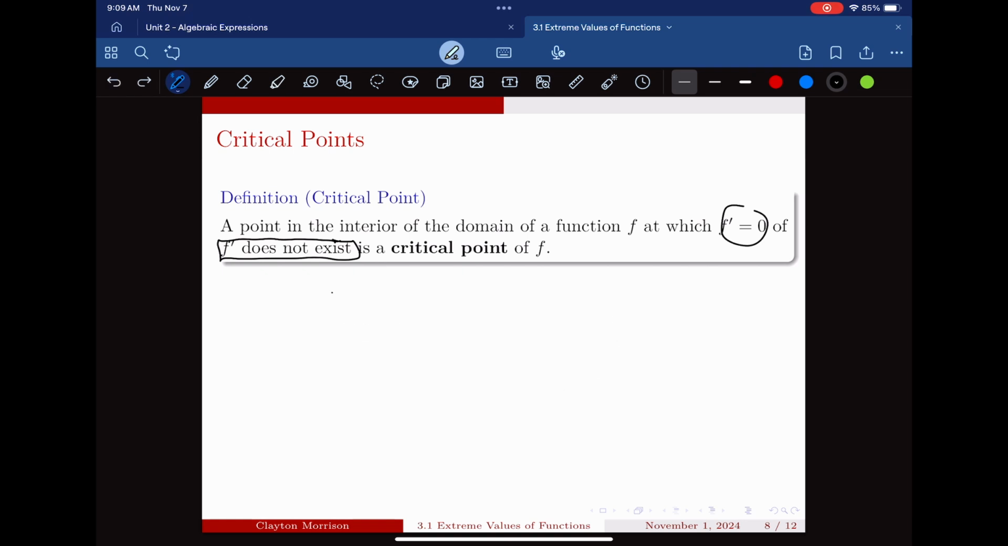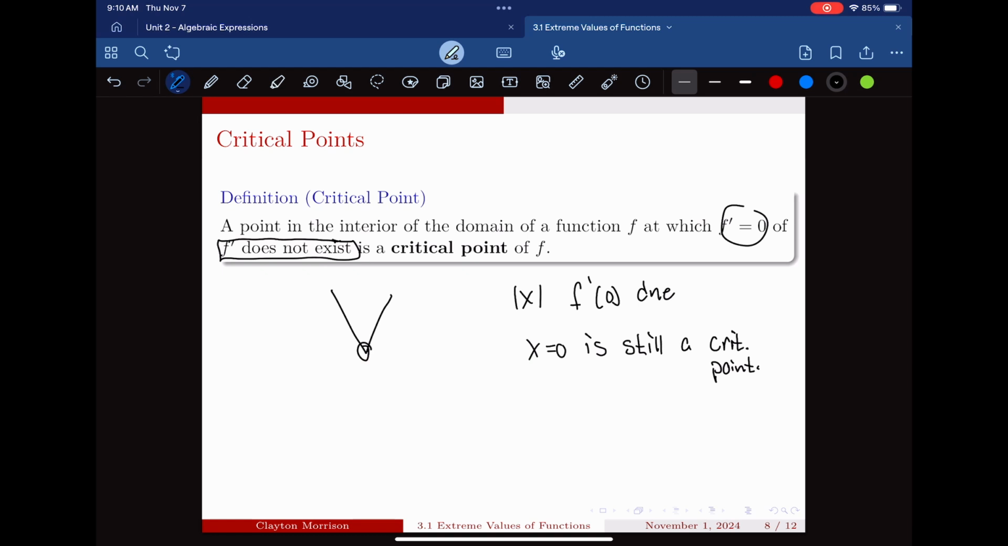You might end up with the absolute value function. This is still a minimum. The derivative does not exist there. If you remember, we did do something like that, where we looked at the absolute value of x and how f prime of 0 does not exist. And that's okay. X equals 0 is still a critical point, and that's okay. That's fine.